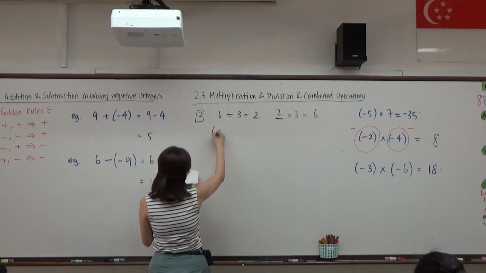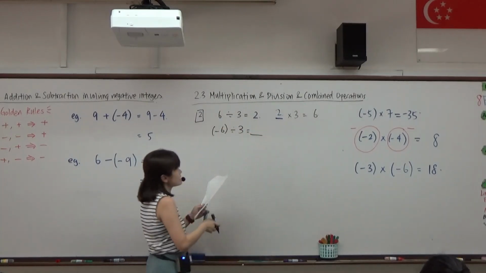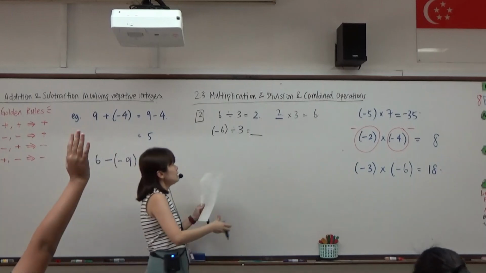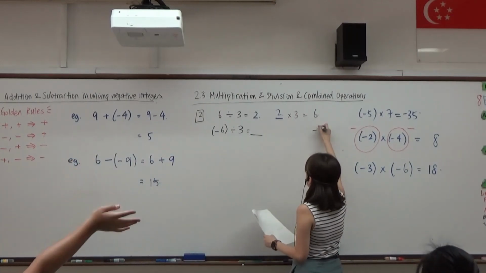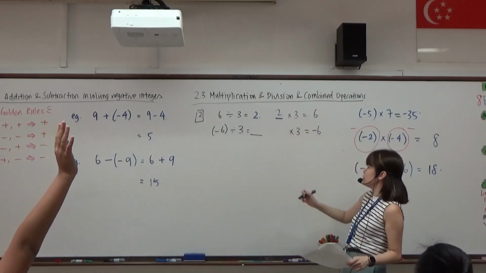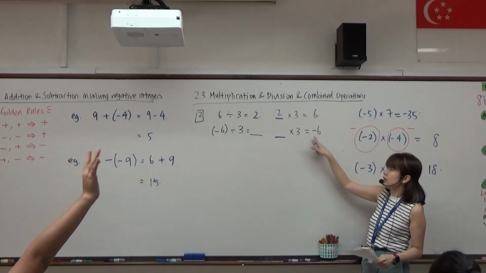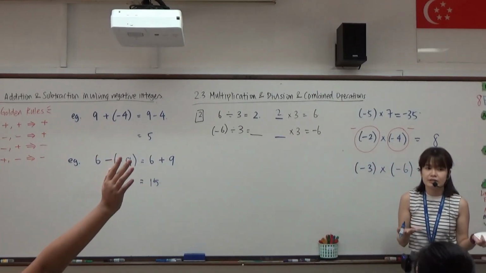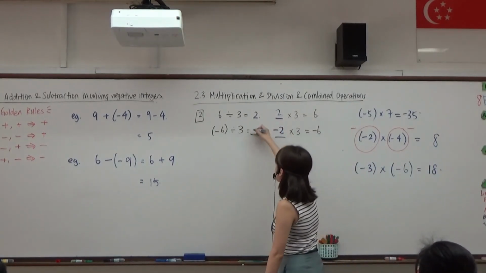Now what if I want to find negative 6 divided by 3? I want to know what the answer is. By the same logic, I'm looking at something that gives me negative 6 when I multiply with 3. So what times 3 will give us negative 6? Yes, Nancy? Negative 2, you agree? Yes, so we get negative 2.